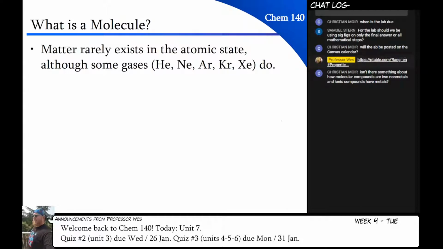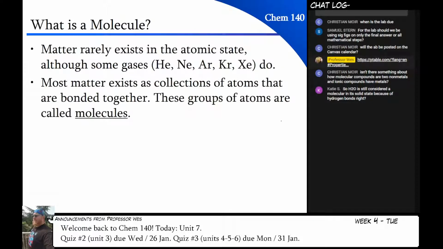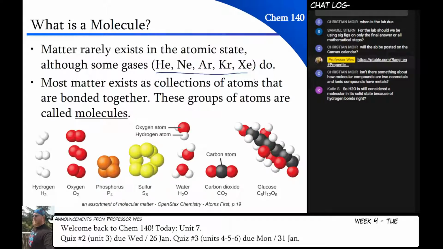The next term that we want to define is molecule. So if I can have molecular matter, what is a molecule? A molecule is any collection of 2 or more atoms. It turns out almost all matter is molecular. Noble gases tend to exist as atoms flying about by themselves, but all other matter tends towards molecular.